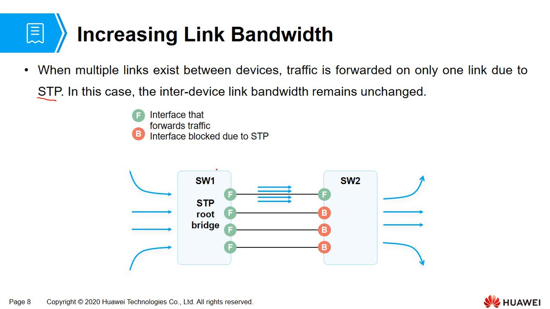You can see we have switch 1 and switch 2. In the traditional solution, this switch is a root bridge. You can see all ports are in forwarding state. And switch 2, the non-root bridge, you can see this port is a blocked port to prevent network loops. This link is the active link, and the other links are backup links.